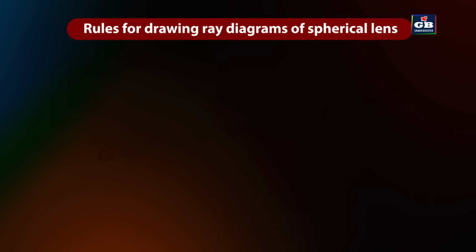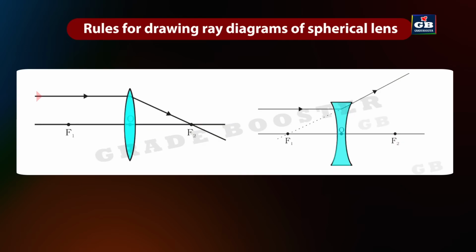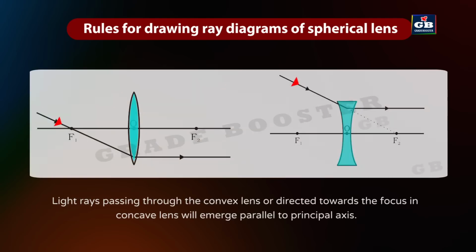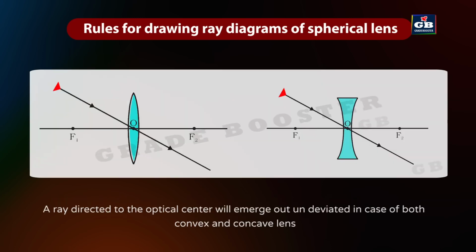Rules for the ray diagram of spherical lens. A light ray which is parallel to the principal axis after refraction will pass through the principal focus in case of convex lens and will appear to be coming from principal focus in case of concave lens. Light rays passing through the focus in convex lens or directed towards the focus in concave lens will emerge parallel to principal axis. A ray directed to the optical center will emerge out undeviated in case of both convex and concave lens.